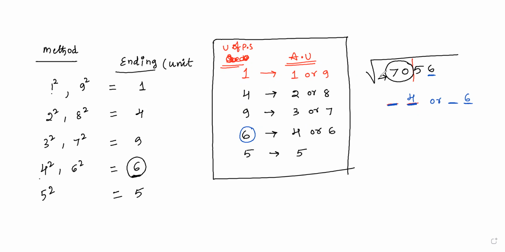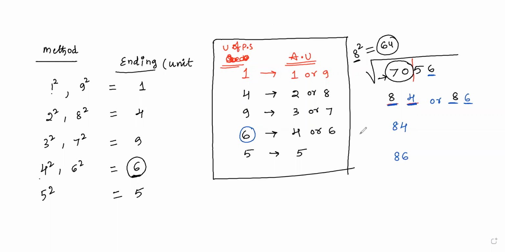What is that number? 8 square. 8 square is 64, and 64 is less than 70. So it is nothing but 8 square, and this 8 we take in the tens place. So now we have two possibilities: one will be 84, another will be 86. But which one is correct? We want to identify which one is correct.